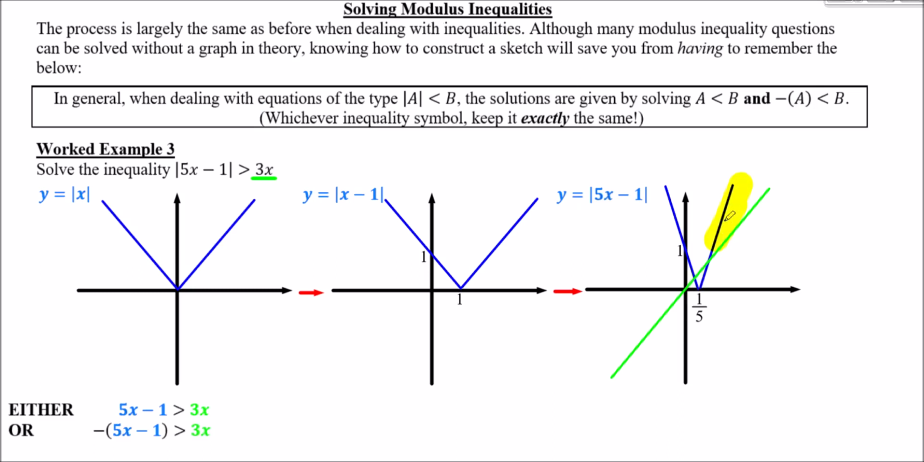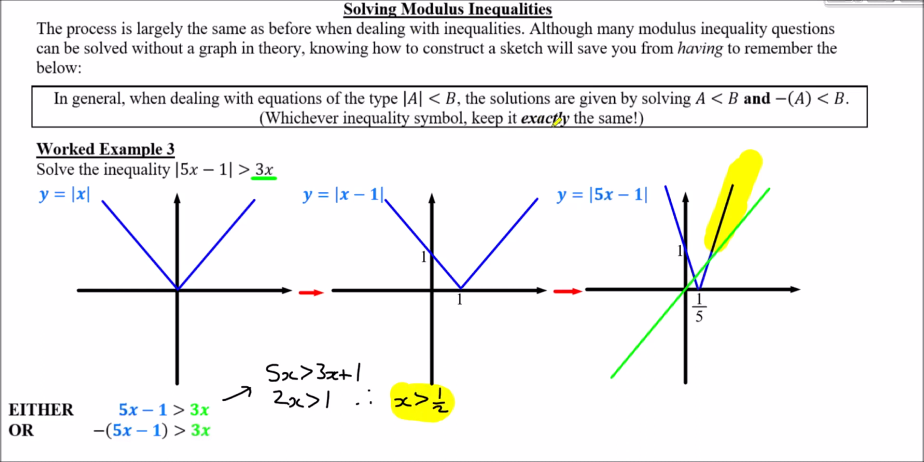Doing it together, let's have a crack at this question. That bit in yellow is where it's higher than 3x. Let's consider this one as the first solution. If I add 1 to both sides, and now take 3x from both sides, I now have 2x. Divide by 2, so one solution is x greater than a half.